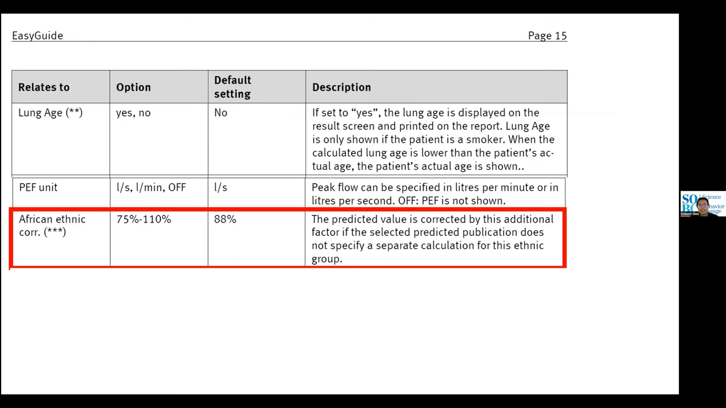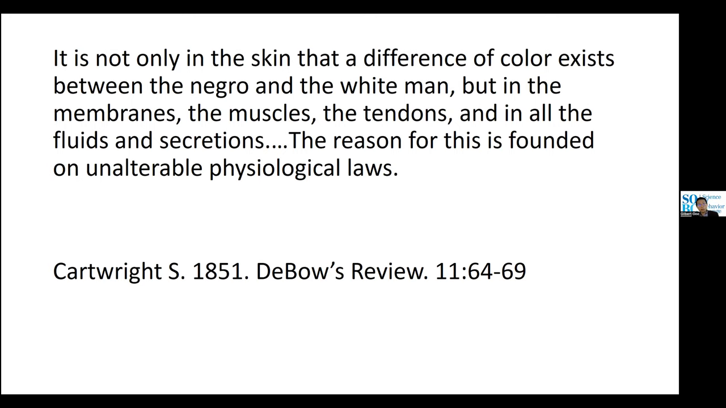Now, I think it's important to understand the origins of this practice. I want to go back to 1851, to Samuel Cartwright, who was a physician. And he wrote, it's not only in the skin that a difference of color exists between the Negro and the white man, but in the membranes, the muscles, the tendons, and all the fluids and secretions. The reason for these differences is founded on unalterable physiological laws. So he was saying unambiguously that Black bodies are biologically different than white bodies.